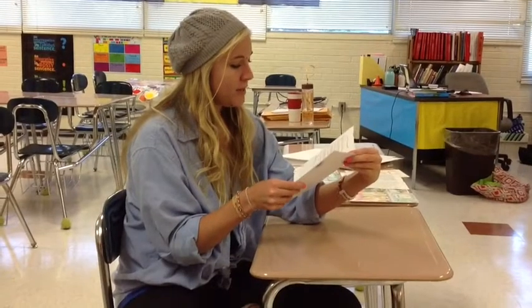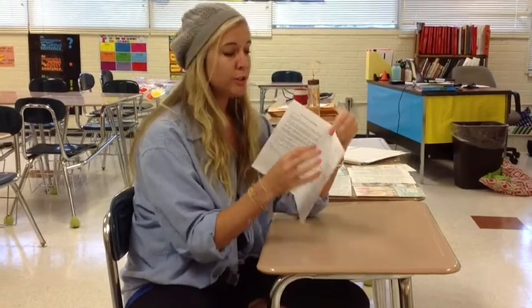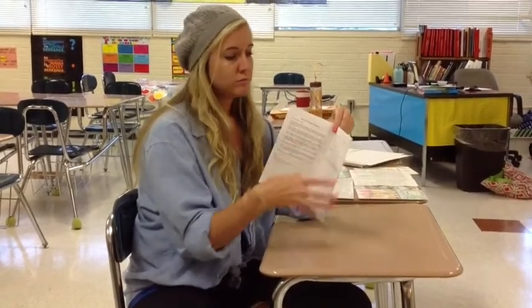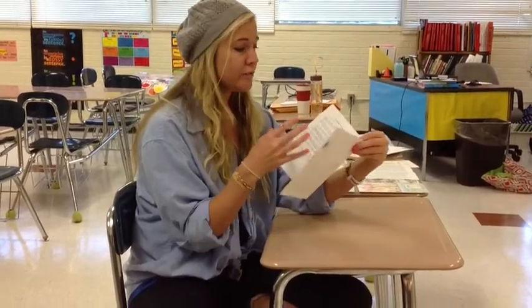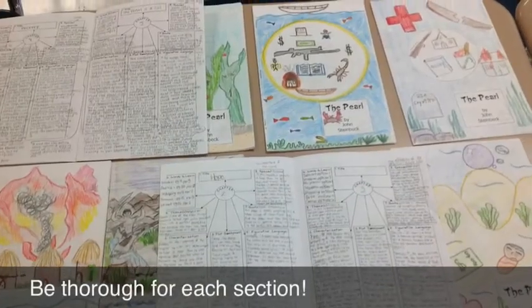And then the special, the top box over here, you will have a special written for each chapter up at the top, and for each chapter you're looking for that specific thing. So for example, one of the chapters is going to ask you for animal images, and you're trying to find animal images that Steinbeck is using in the book, and you're going to explain those images that you found in this little box. Be thorough for each section.